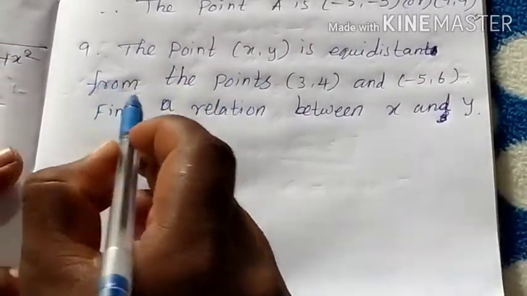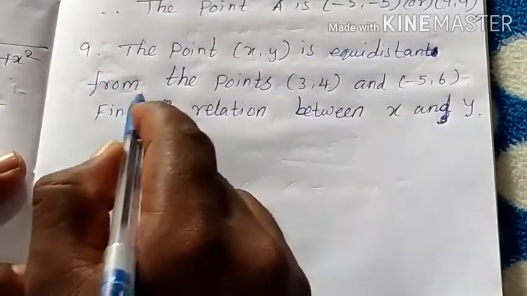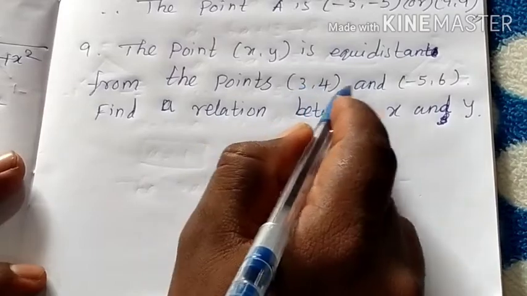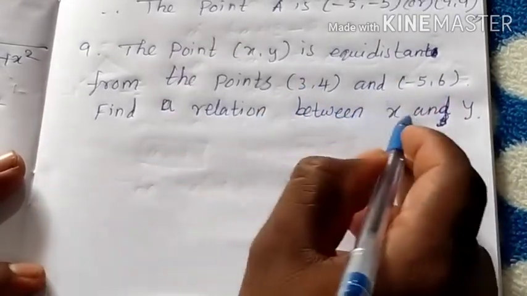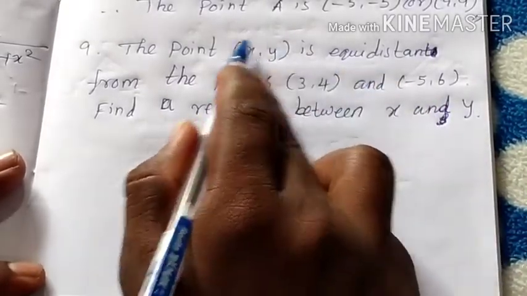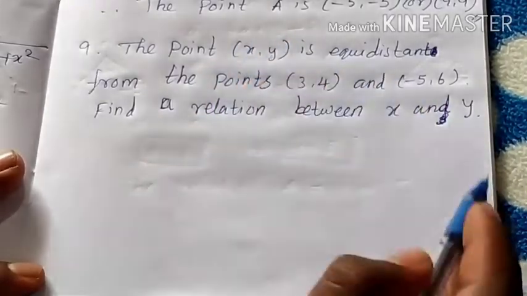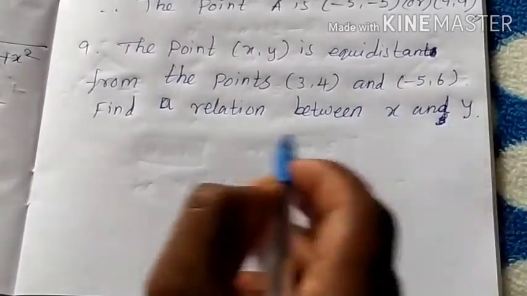Okay, next, ninth question. The point (x, y) is equidistant from the points (3, 4) and (-5, 6). Find a relation between x and y. Okay, the two points are equidistant from the point (x, y). Find the relation between x and y.